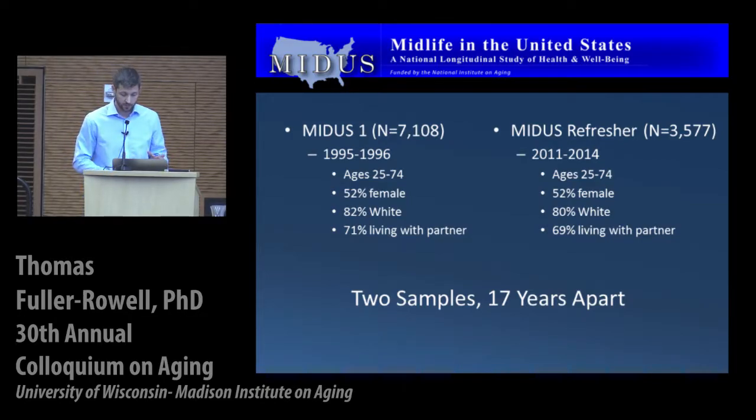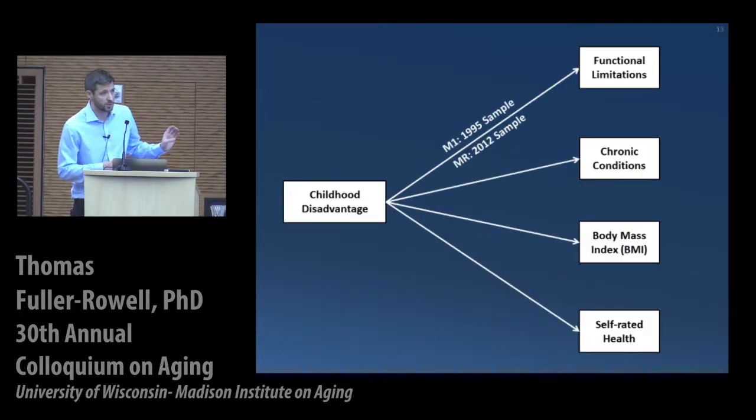So essentially what this provides us with the opportunity to do is look at this association between childhood disadvantage and adult health in two independent random samples that were collected 17 years apart. So what we wanted to do was look at the strength of this association between childhood disadvantage measured the same way across the two samples and these four health outcomes measured the same way across the two samples, and consider whether the 2012 association was stronger than the association in 1995.